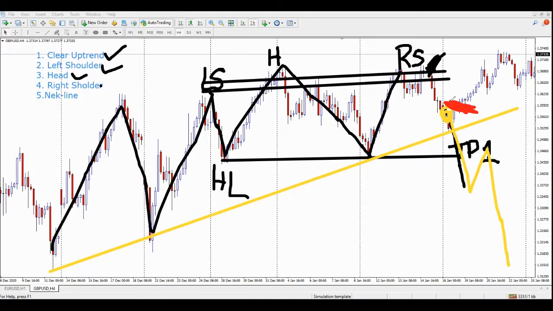Okay, so I hope you can understand how to spot a head and shoulder and an inverse head and shoulder, using those guidelines that I have laid down for you. Without having those four, then you don't have a head and shoulder. You might say to yourself, okay, I have a potential head and shoulder.